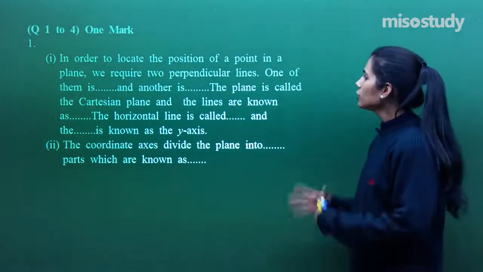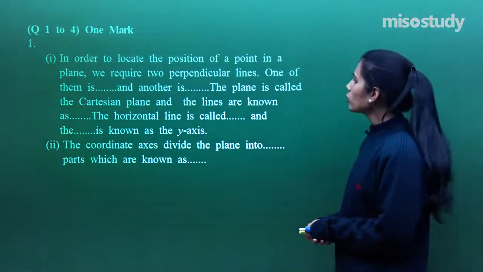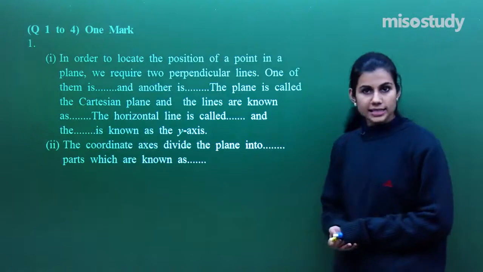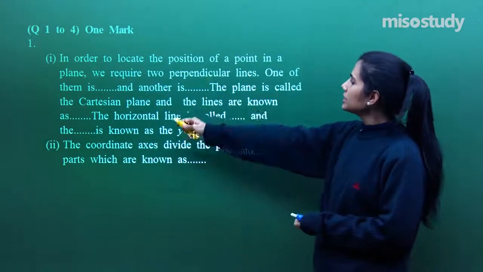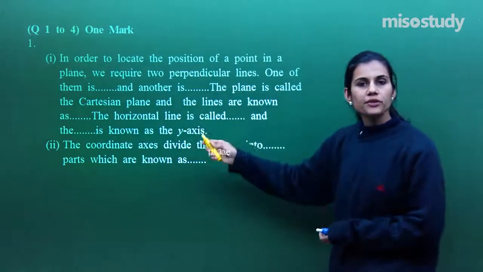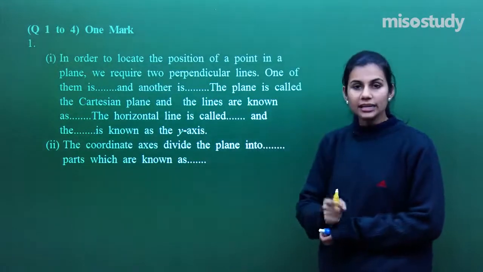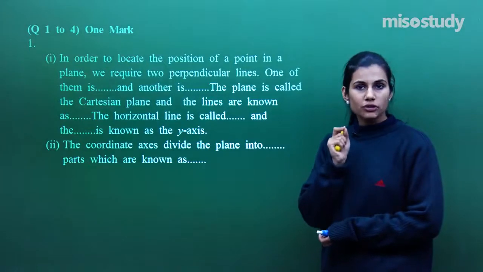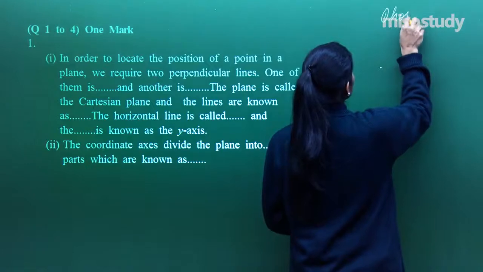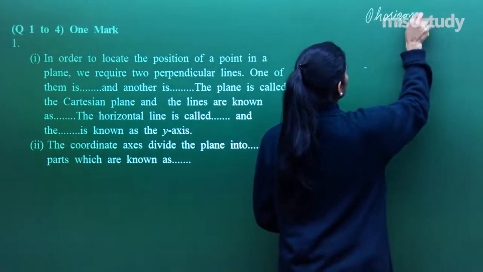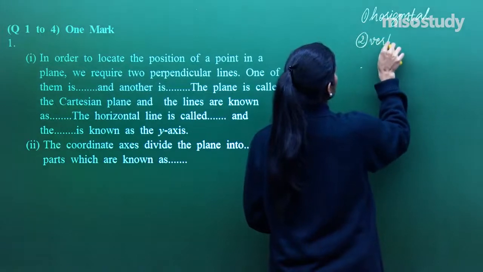It is saying that in order to locate the position of a point in a plane, we require two perpendicular lines. Yes, that's true. One of them is horizontal and the other is vertical. Both are mutually perpendicular to each other. So the first blank is going to be horizontal. We require one horizontal line and one vertical line.